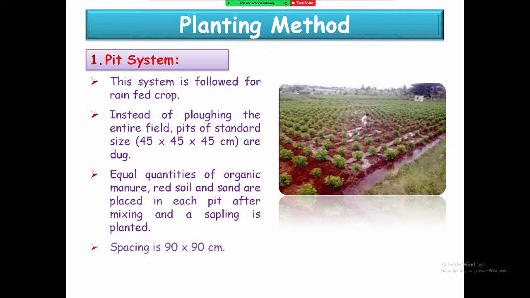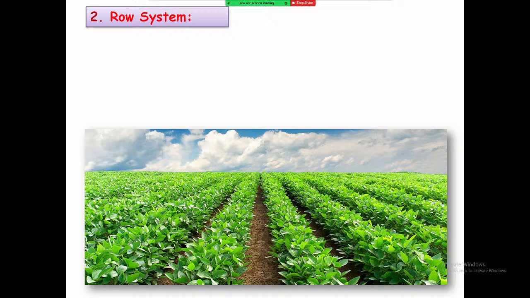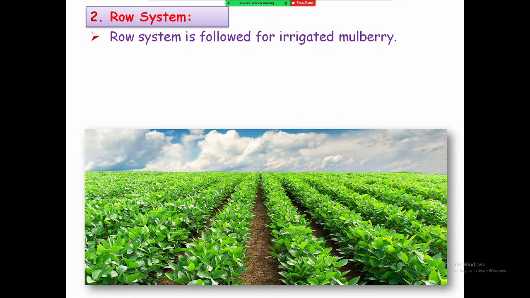Okay, so the plant to plant and row to row spacing is 90 into 90 centimeter. म्हणजे plant to plant 90 centimeter distance असलं पाहिजे आणि row to row सुद्धा 90 centimeter. Okay, this is the spacing. Then the next method is the row system. Okay, in row system, this system is particularly used in irrigated mulberry cultivation.